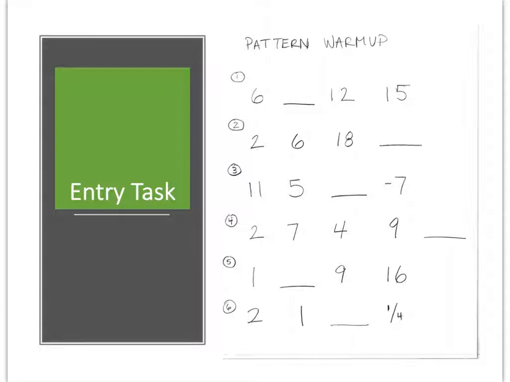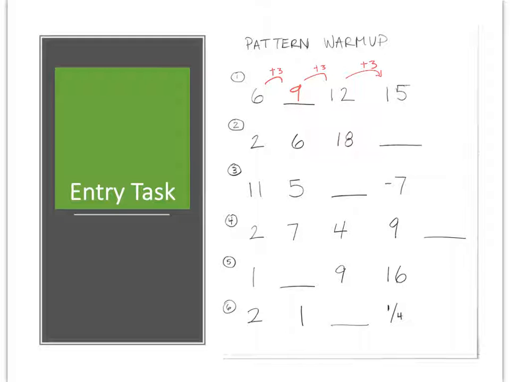All right, hopefully you've had a chance to pause the video and try these out. There are a few of them, and they're just kind of interesting. So 6, blank, 12, 15. It looks like they're going up in increments of 3. So 3, so 6, 9. So it goes plus 3, and then plus 3, and then plus 3.